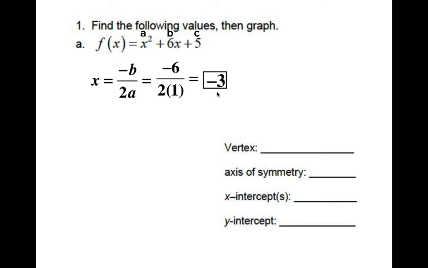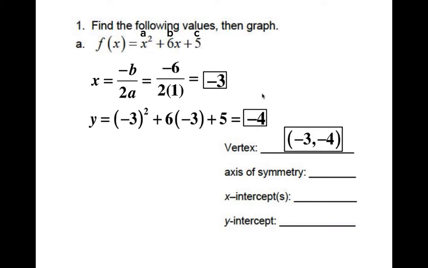Now that you know the x coordinate of your vertex, you have to find the y coordinate, which means you have to plug this number back into the function. So you're going to get negative 3 squared plus 6 times negative 3 plus 5. So this would make a positive 9 minus 18, which is negative 9, and then plus 5, which would make negative 4. So the coordinates of the vertex are negative 3, comma negative 4.